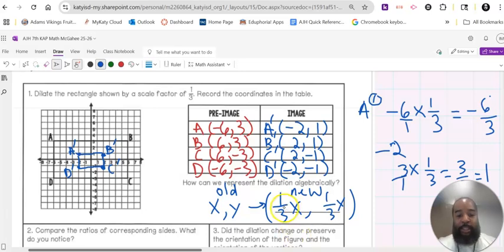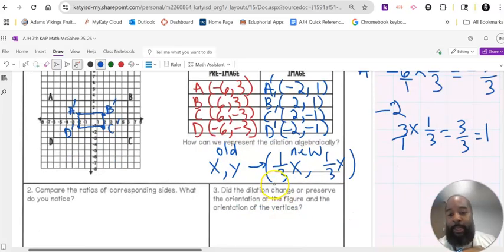Notice that it's 1/3 multiplied by x and 1/3 multiplied by y. They don't equal each other. This is saying that if I apply scale factor to every single x, I will get a value. If I apply 1/3 to every single y, I will get my new value as well. So that is what we're talking about when we say algebraic representations. Okay? Be sure, if you didn't catch that, make sure you pause, rewind it, watch it again if you need to. All right.